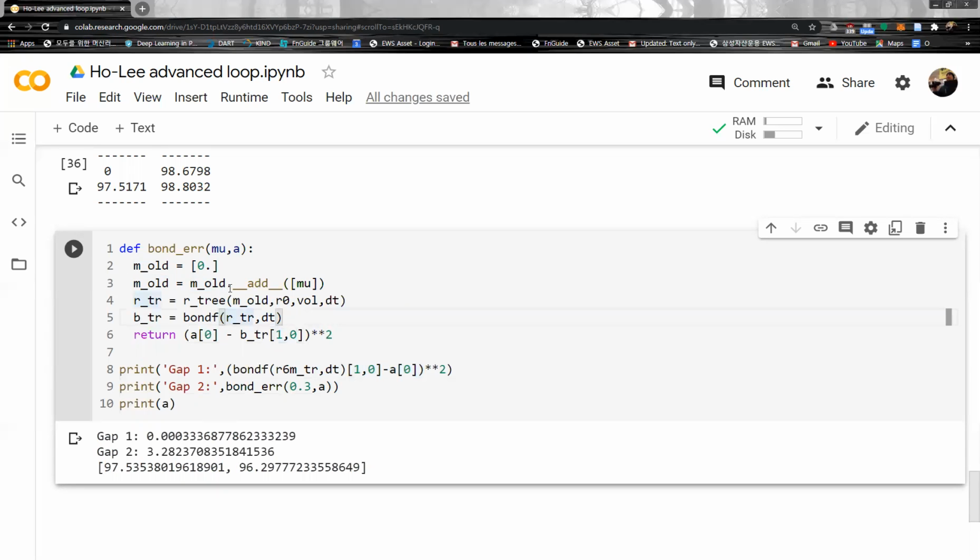A0, mu, A0 here. So there is a mistake in my code. 0 PTR. Let me print mu.